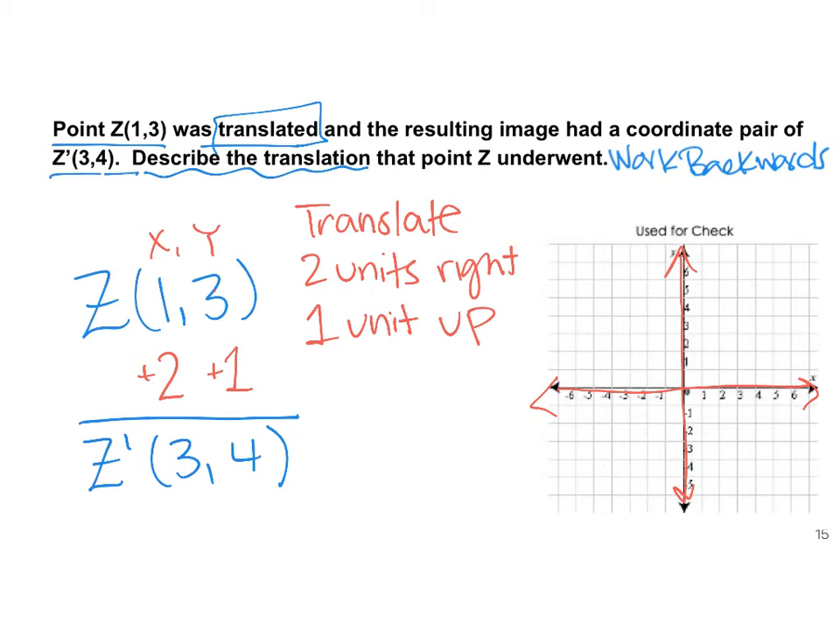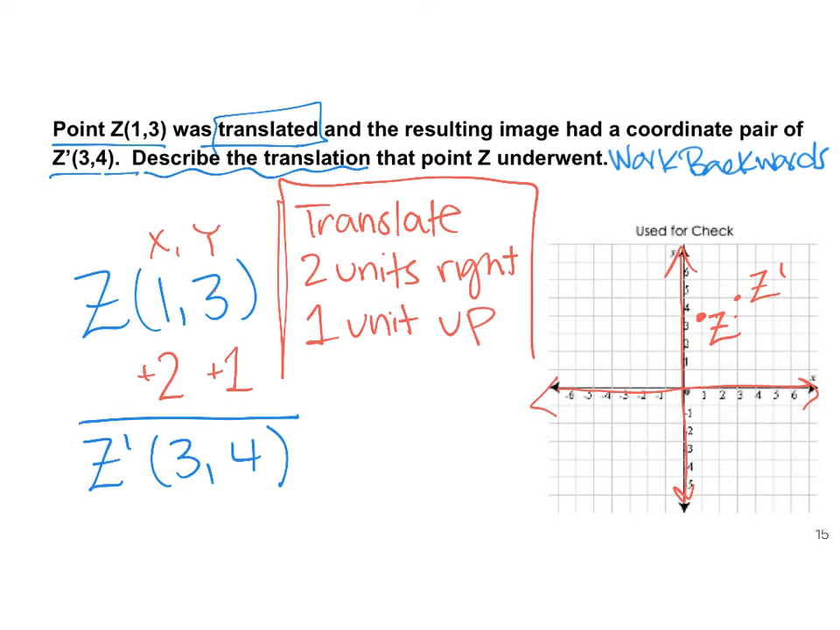So let's check. Z was at 1, 3. If I go 2 units to the right, 1, 2, and 1 unit up, that puts me at 3, 4 for Z prime, so it checks out.